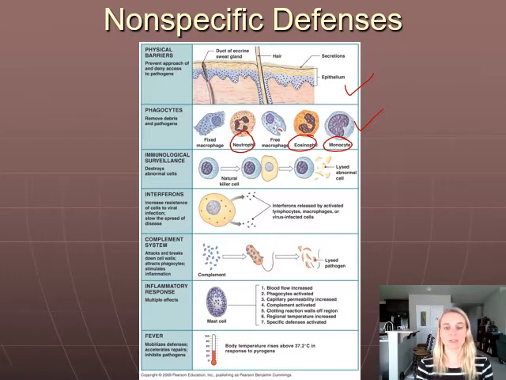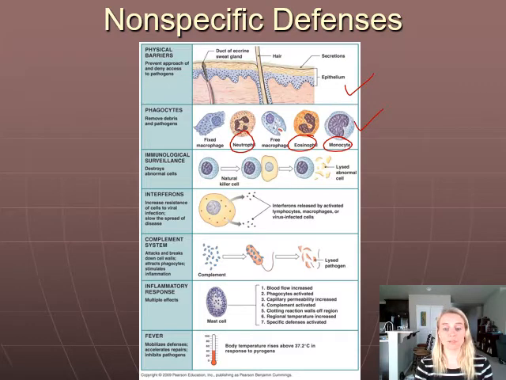These are cells that can go around and remove dead cells and cell debris. They can munch up dead red blood cells and recycle those components, but they also have the ability to engulf bacteria. We'll see how some of these phagocytes can serve a purpose for our specific or adaptive immune responses a little bit later. I have more specific slides on interferons, complement, and the inflammatory response.